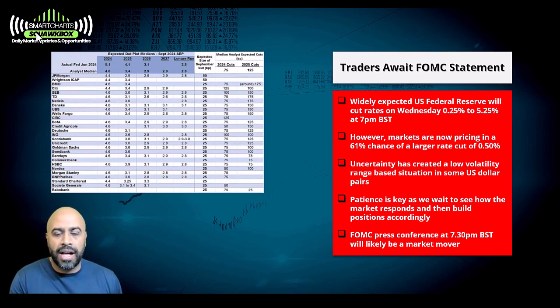But then if you look further out at the overall 2024 cuts, so the cuts for the rest of this year, there's a very, very big difference, okay? You've got some analysts at 50 basis points, some at 75, some at 100, some at 125. So there's a lot of mixed opinions on the direction of interest rate cuts. So that's why the press conference will be very important to get more insight into what the Federal Reserve are thinking and the pace of the interest rate cuts and the size of the interest rate cuts. So it is likely to be a market mover. So it's going to be something to keep an eye out on.